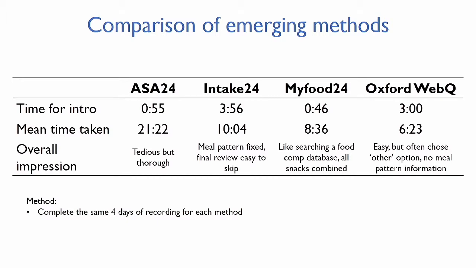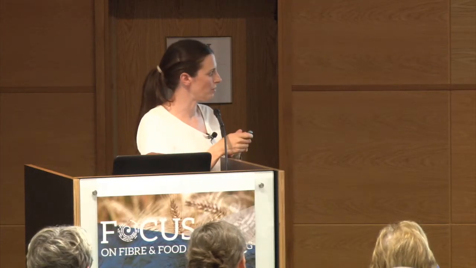Oxford WebQ, I'm more familiar with that, so it's probably quicker for me. Of course, none of these are for me. The target audience isn't someone with a PhD in nutrition who has a certain familiarity with food composition tables, but nevertheless, I am a person who eats food, and it is interesting to do it from a participant point of view. But the Oxford WebQ gives you no information about whether you ate all the food in one meal or 5 different meals.